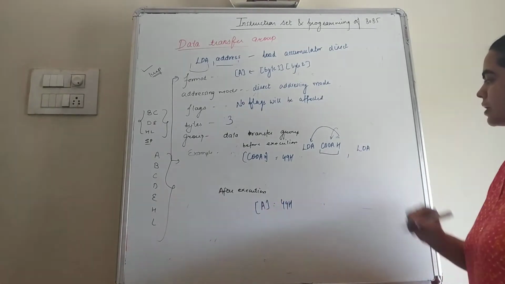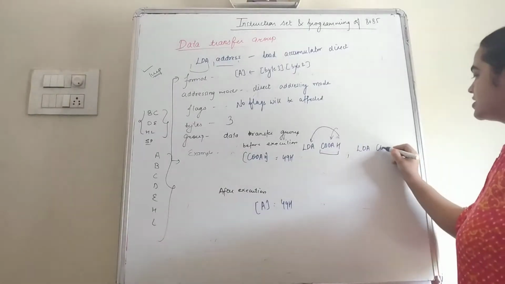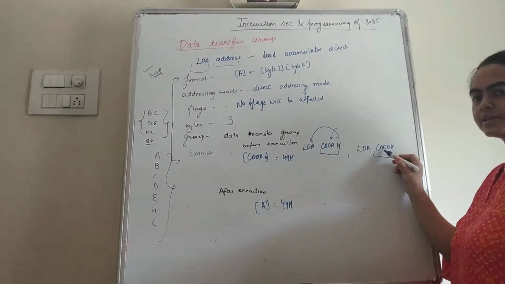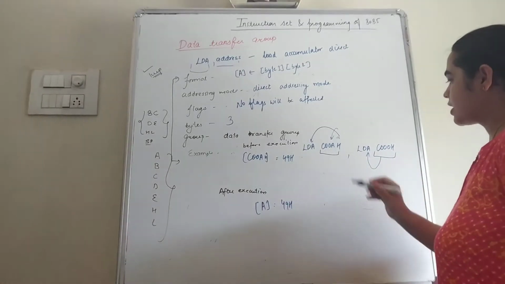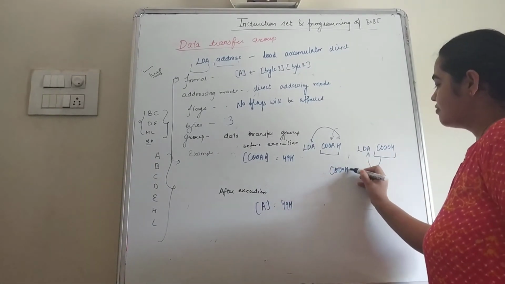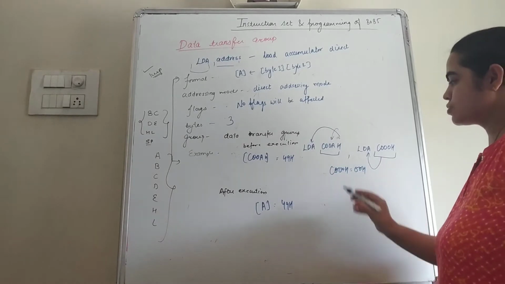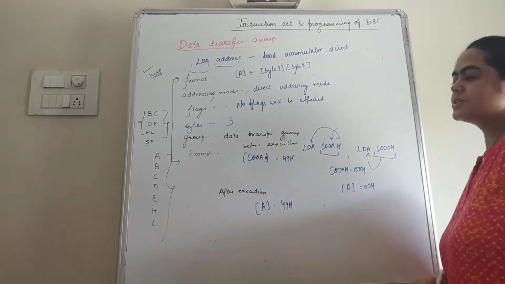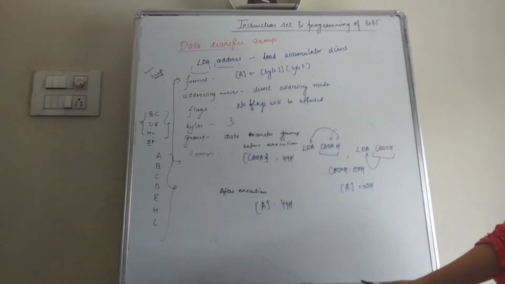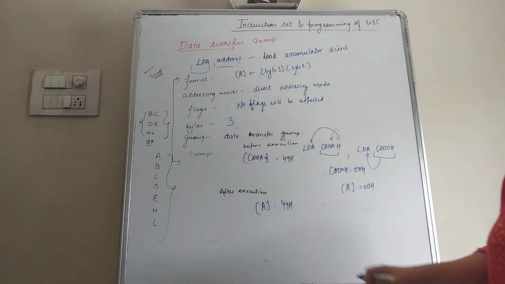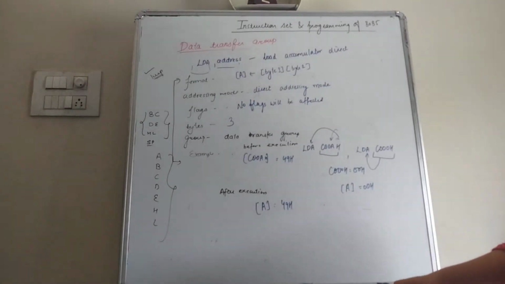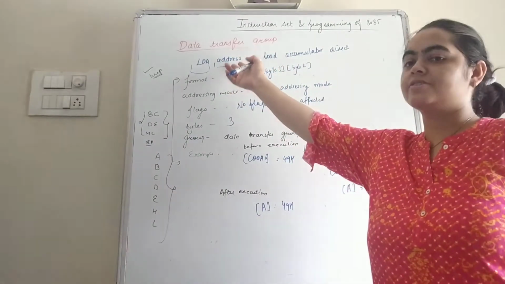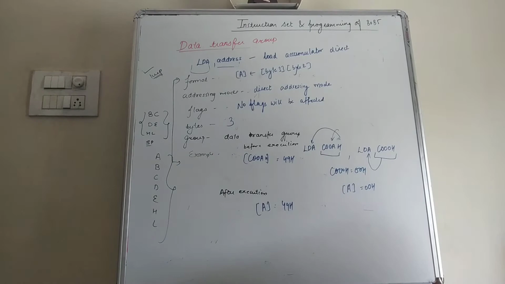Second example, LDA C000H. So this is the instruction. That means the contents present in this address will be loaded into the accumulator. So for example, here we have contents 00H. After the execution of this instruction, the accumulator has the value 00H. So this is the LDA address instruction, meaning load the accumulator directly with the contents that are present in this address, which is also given in the instruction.